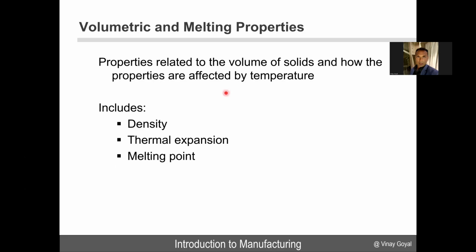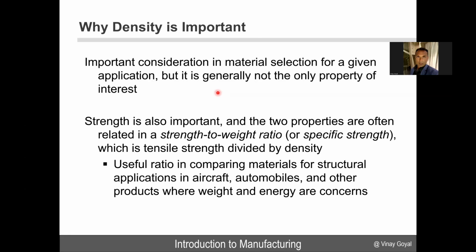Then we have volumetric and melting properties, for example. In these cases, properties are related to the volume of solids and how the properties are affected by temperature. That includes density, thermal expansion, and melting point. So why is density important? It is an important consideration in material selection for a given application, but it's generally not the only property of interest. Strength is also important.